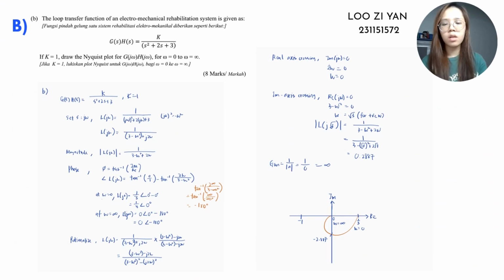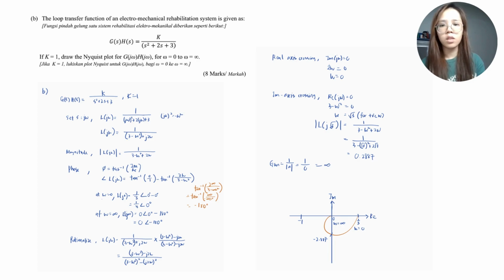To plot the Nyquist plot, first we set s equal to j omega for L(s), then we find the magnitude and phase for L(s). Next, we set omega equal to 0 to obtain the low frequency characteristic. So we get 1 over 3 at 0 degrees, and next we set omega equal to infinity to obtain the high frequency characteristic. Then we get 0 but at -180 degrees. Next, we rationalize L(s) by multiplying the conjugate, and then we find the real axis crossings by setting the imaginary part equal to 0, and we get omega equal to 0.